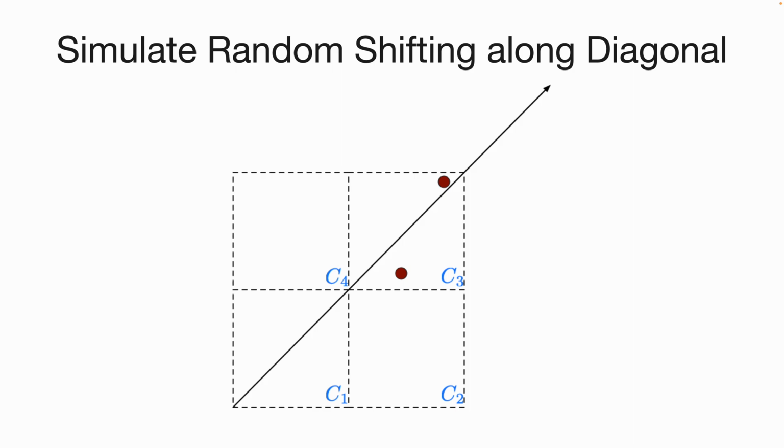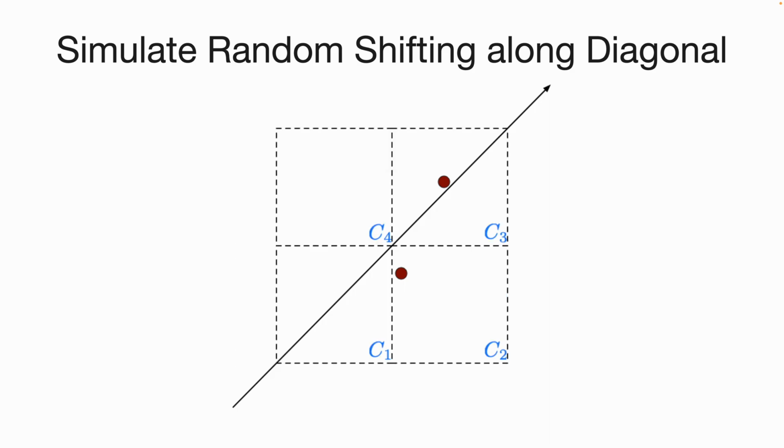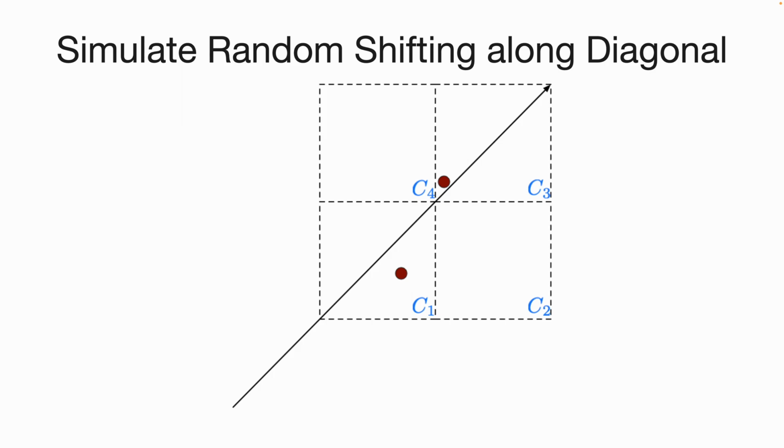This slide shows how this random shifting is simulated. Imagine that we are shifting the grid along the diagonal. Then for every point, there are at most d plus 1 cells that will be able to contain the point when the shifting space is equal to the cell size.